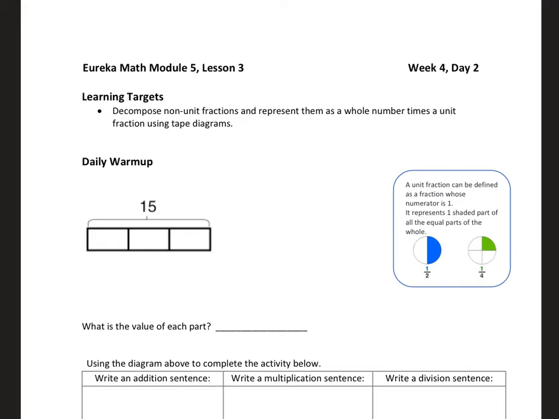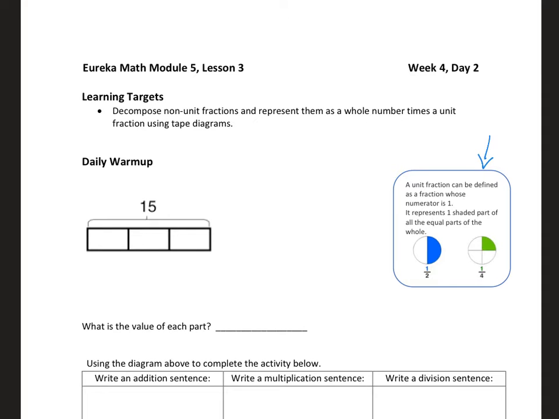So we'll just go ahead and get started. Today's learning targets are: I can decompose non-unit fractions and represent them as a whole number times a unit fraction using tape diagrams. Okay, so as a reminder, a unit fraction is a fraction whose numerator is 1. Okay, so things like 1/2 and 1/4.